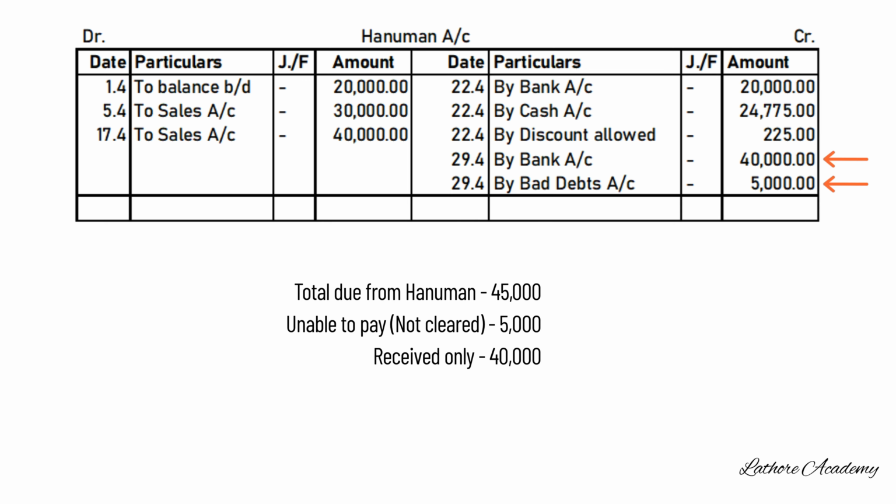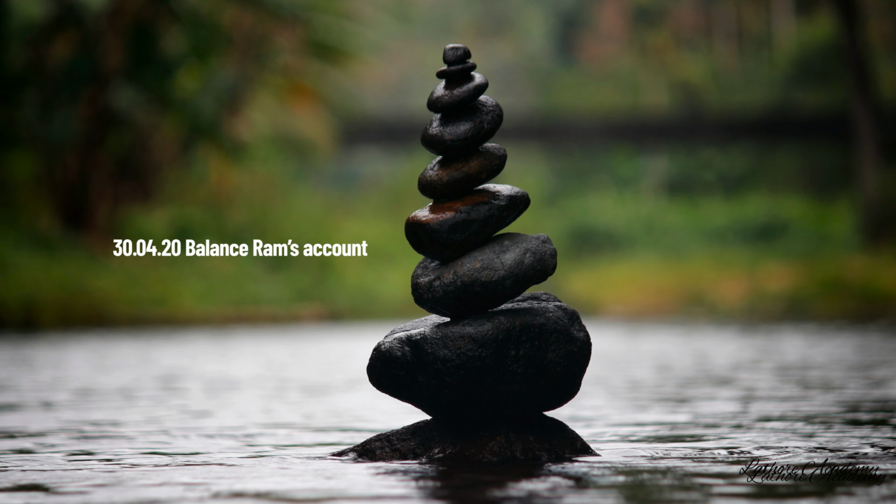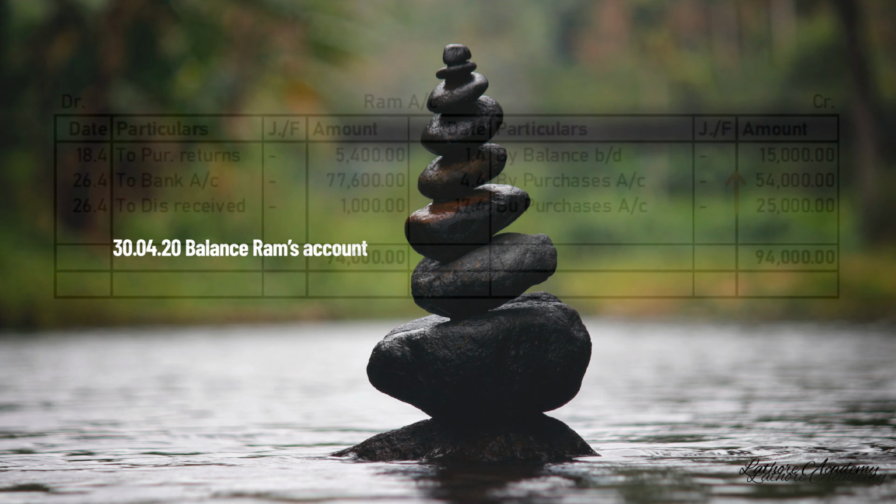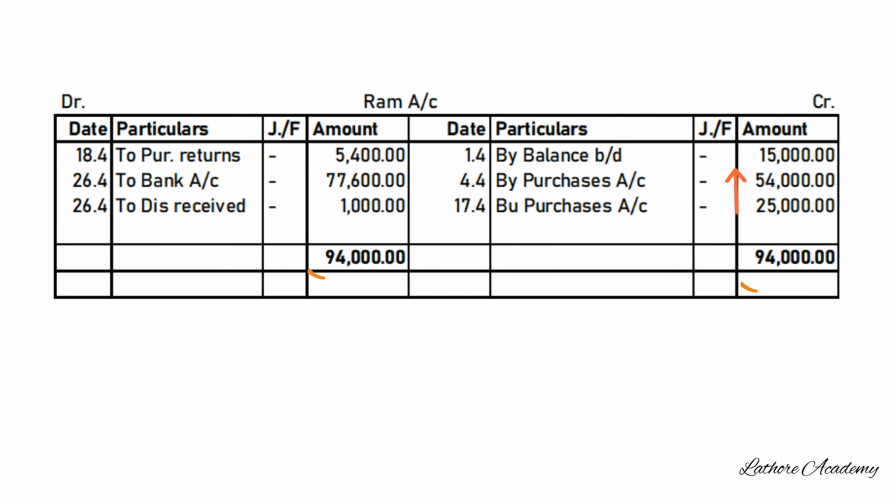Moving on to the next transaction. I think we have sorted out all the transactions. The 30th April is not a transaction, it is balancing the account. They have asked us to balance Ram's account. You all know how to balance. Compare the totals of both sides, check the highest total, and write the highest total on both sides.